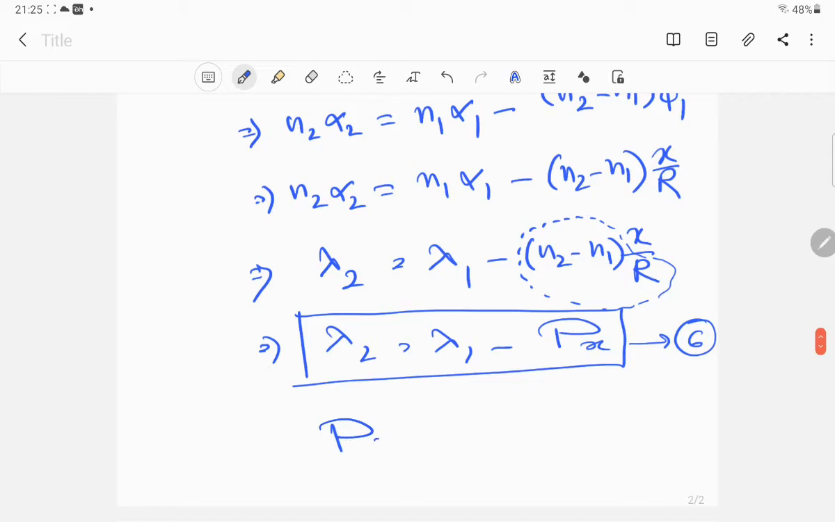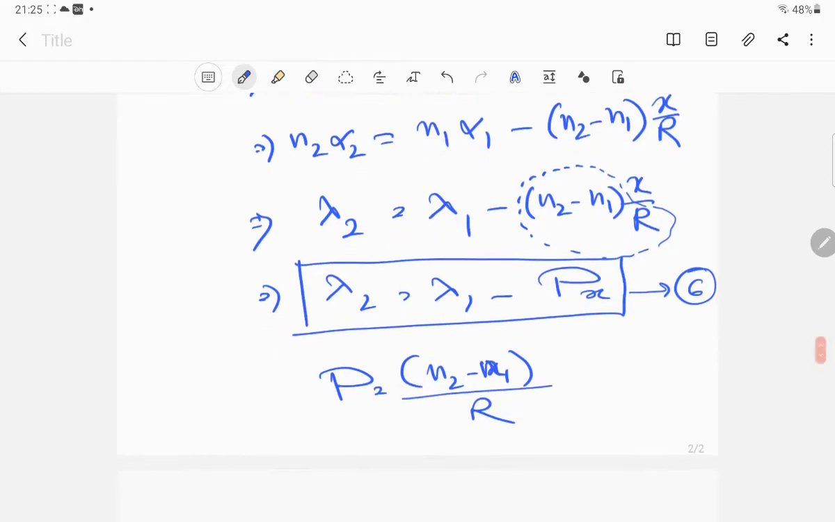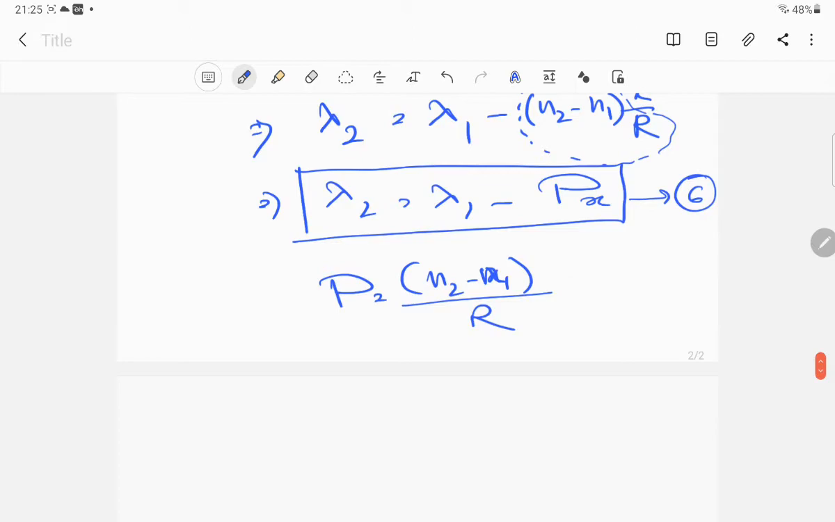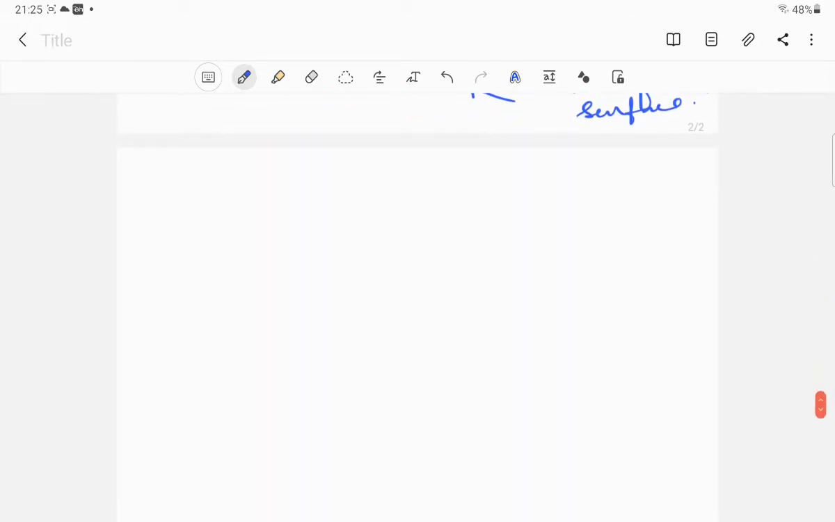So where p is equal to n2 minus n1 divided by r. This is called the power of the refracting surface. Okay, this is a very important quantity. So ultimately what do we have? Already one thing that we have is lambda 2 is equal to lambda 1 minus px. That is the first thing that we have.